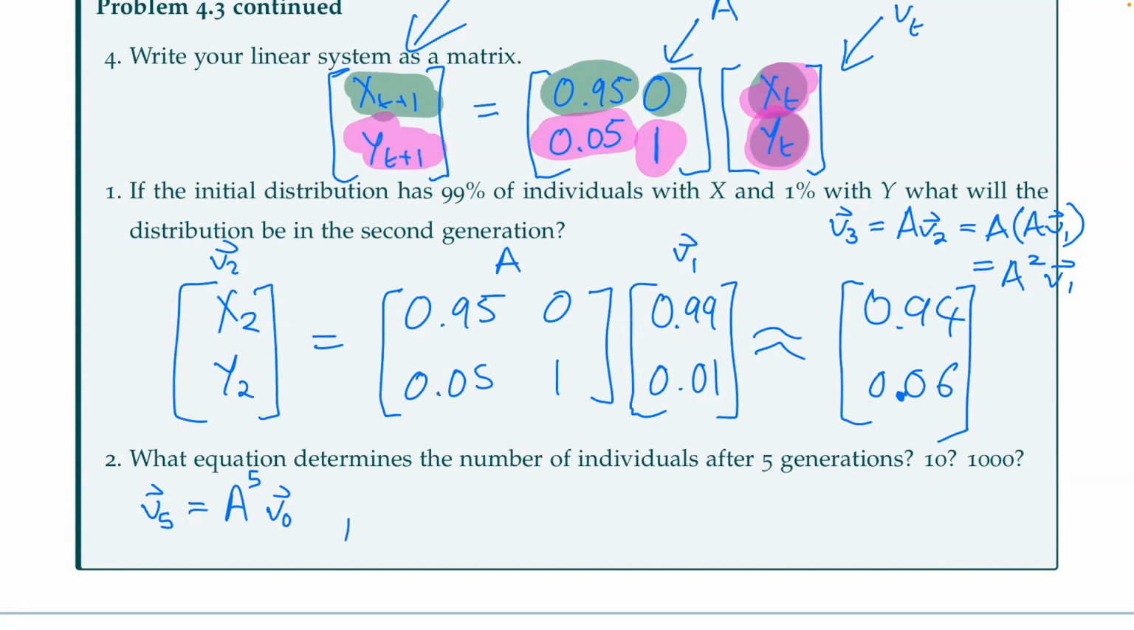Up to 10 generations, v10, it's going to be A to the 10 times v0. And 1,000, it's going to be A to the 1,000 times v0.